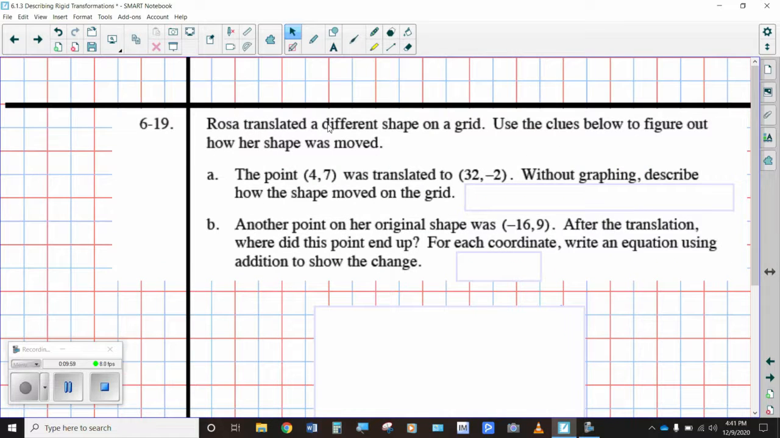All right, so Rosa translated a different shape on a grid. Use the clues below to figure out how her shape has moved. So the point (4, 7) was translated to (32, -2). So we know it's a translation, correct?